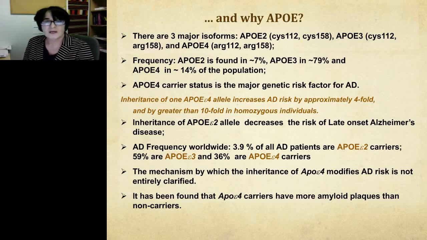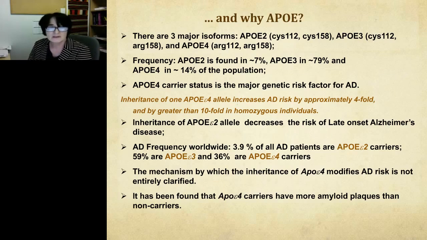So why are we interested in APOE? You probably know that the inheritance of the APOE4 allele is the major genetic risk factor for late-onset Alzheimer's disease. There are 3 major isoforms of APOE. Here are shown the major amino acid replacements in different isoforms.